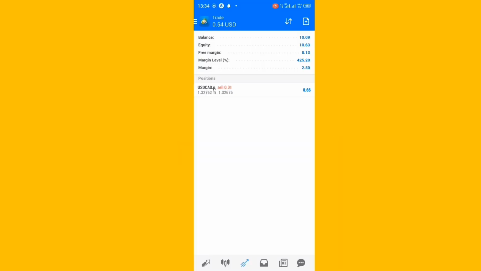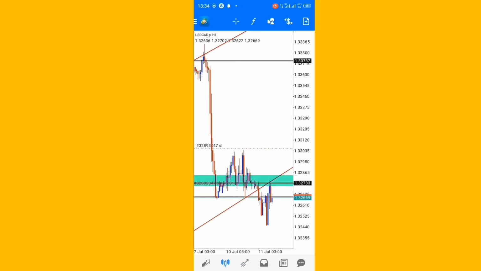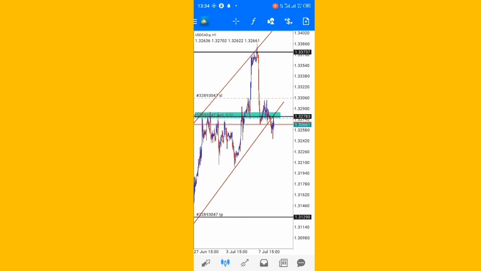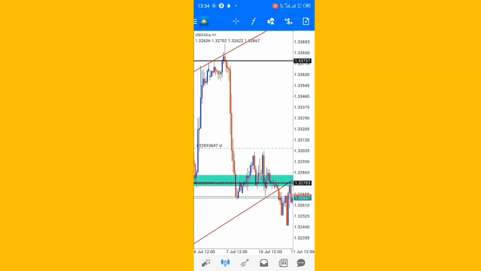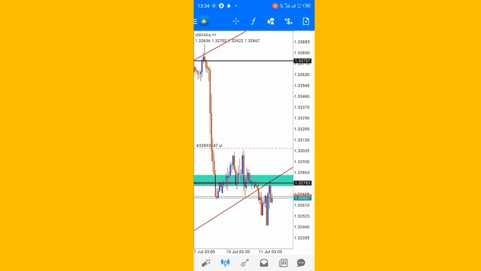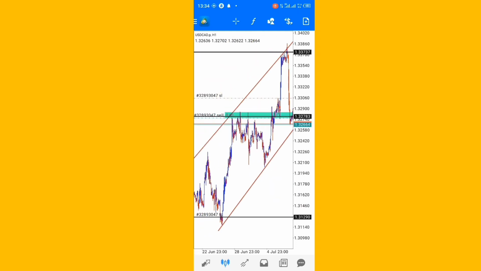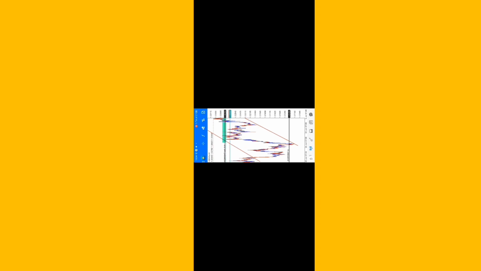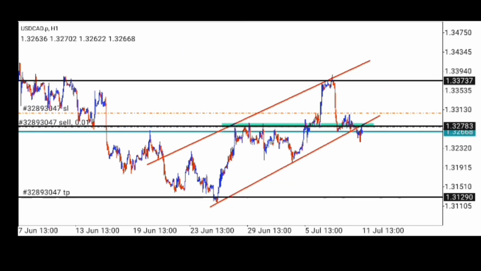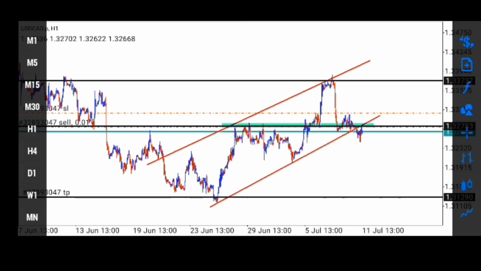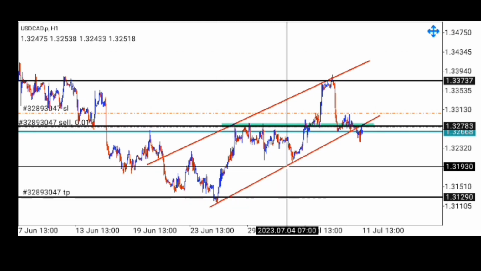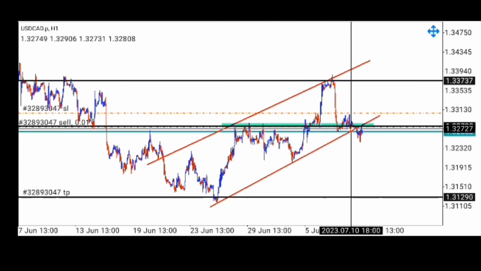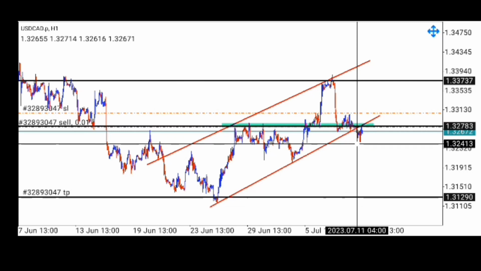Okay guys, we are back again. So this is the trade that I took on USD CAD. As you can see, this was the analysis I had, and it looked like a breakout retest to me. So let me put it in landscape mode so you can see exactly what I saw. Basically I had this channel. You see we had the first touch here, second touch, and then the market eventually broke out here.